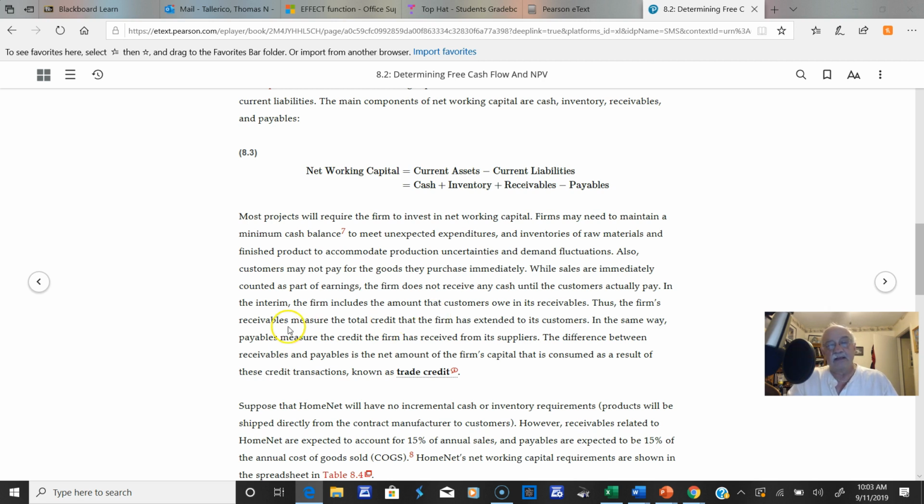In the same way, payables measure the credit the firm has received from its suppliers. So this is the amount you eventually owe, right? And you're going to hold off as long as you can on paying it. So the difference between receivables and payables is the net amount of the firm's capital that is consumed as a result of these credit transactions, and these are tied to that project. And this is known as trade credit, which we'll talk about much later.